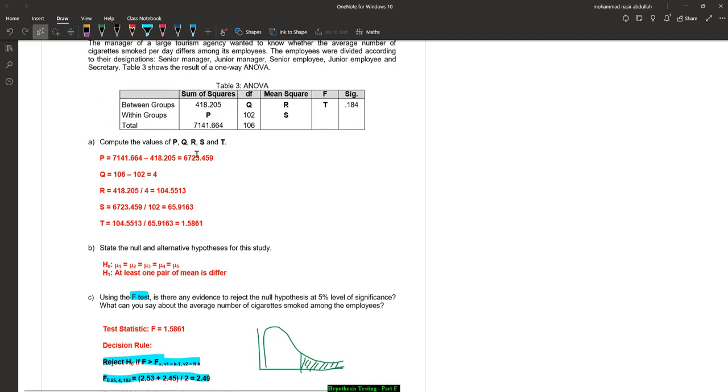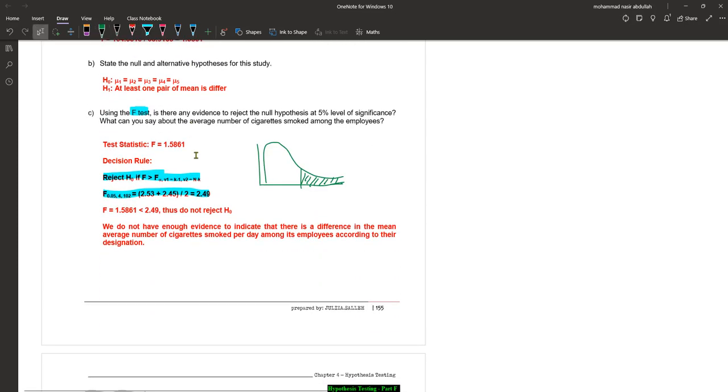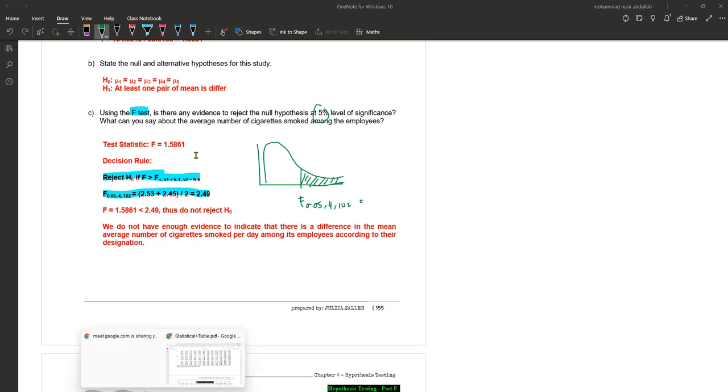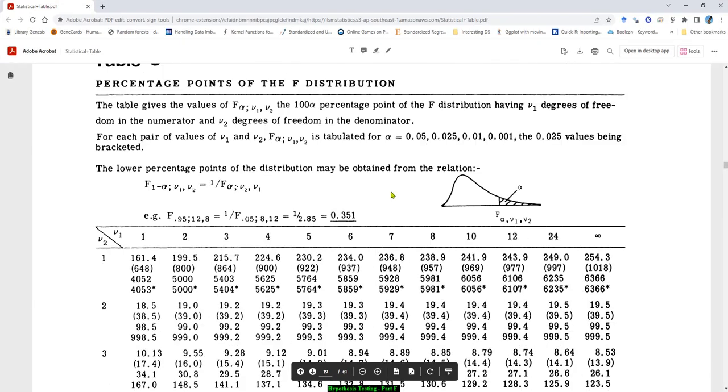Let's say kita dah cari dekat sini. This is berapa ni? Q adalah 4. F adalah T 1.5861. So dekat sini, F, let's say 5% kan? 0.05, 4 and 102. So, now, 4 and 102. So, kita tengok statistical table. 4 dekat sini. 1, 2, 3, 4.